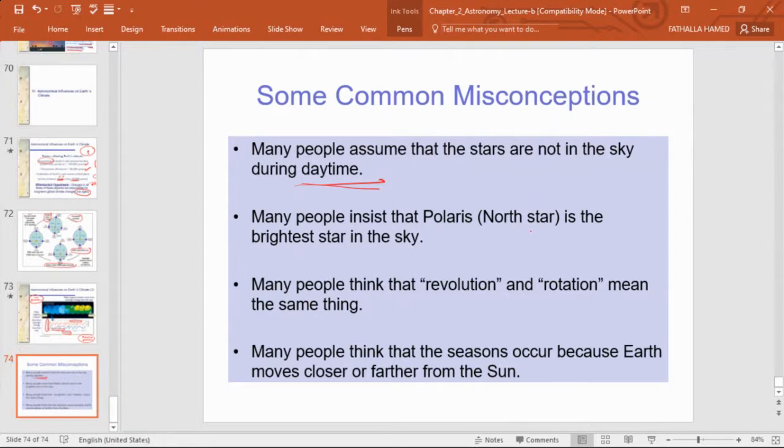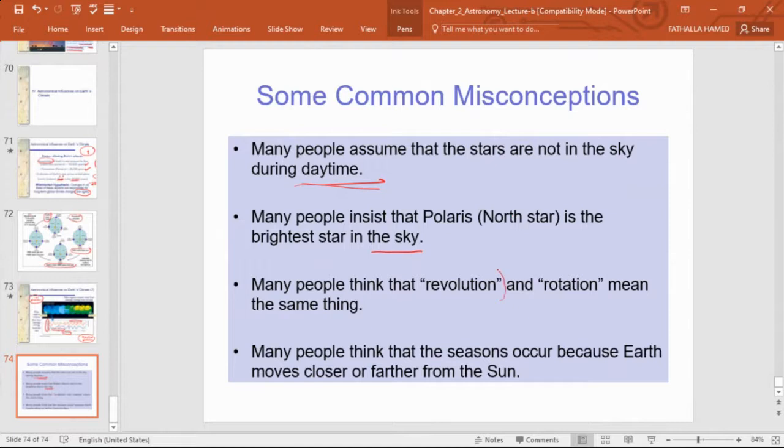Many people insist that Polaris, the North Star, is the brightest star in the sky, while actually this is not the brightest star that you can see in the sky, but it is a special star because it points very close to the north celestial pole. It's important, and I told you that will change over time. In 12,000 years from now, we will look at Vega as being the star closer to the north celestial pole, if we can live that long.